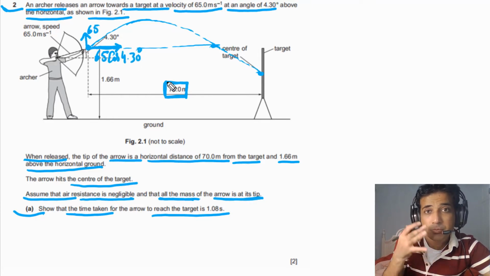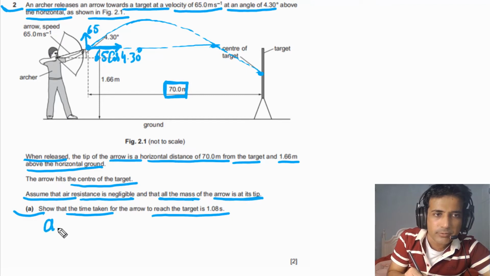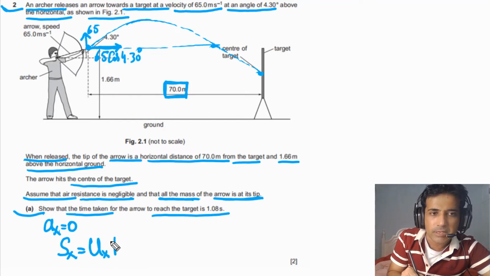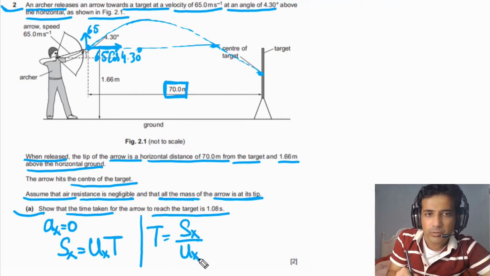Horizontal displacement is given, but it is also given to us there is no air resistance. So it simply means that there is no acceleration along horizontal. So AX is equal to 0. So simply we can say horizontal displacement, SX, will be equal to UX times T, the total time taken. We need to calculate total time taken. So we can write down horizontal displacement divided by horizontal component of initial velocity, and that component will stay constant all the time. Now simply we need to plug in values.